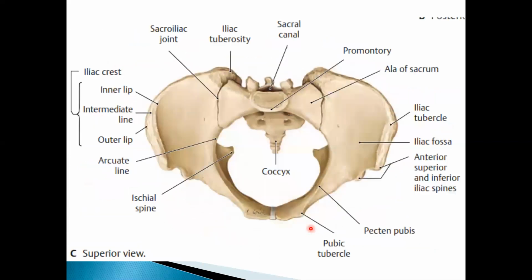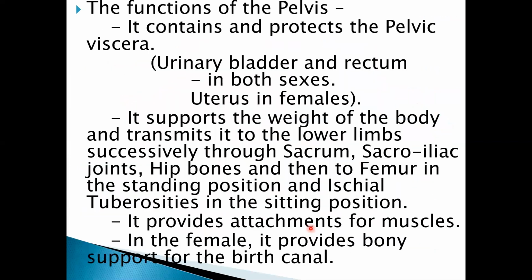So in both positions, whether standing or sitting, the weight of the body is transmitted to the pelvis. It supports the weight of the body and transmits it to the lower limbs successively through sacrum, sacroiliac joints, hip bones, and then to femur in the standing position and ischial tuberosities in the sitting position.